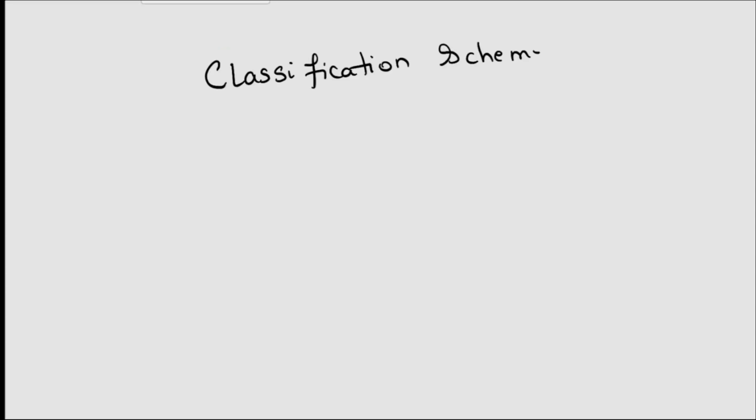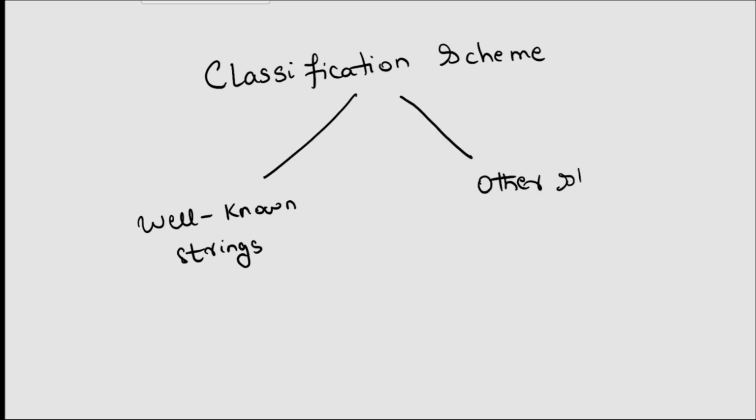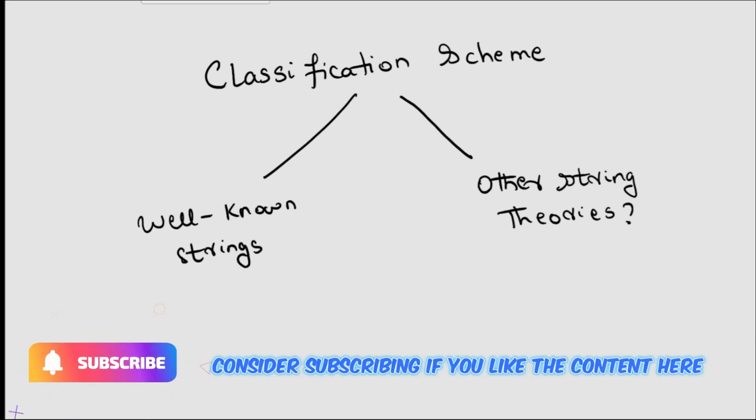We will try to make a classification scheme, and then we will locate the known string theories in that classification scheme. After that, we will try to see if there are some other possible string theories that we can get from studying this scheme. So let's start to build such a classification scheme.